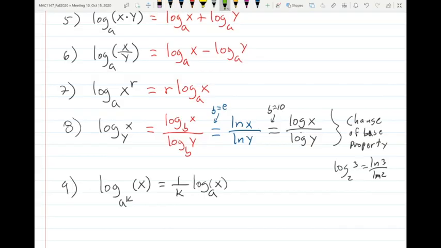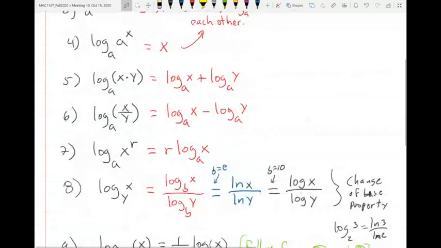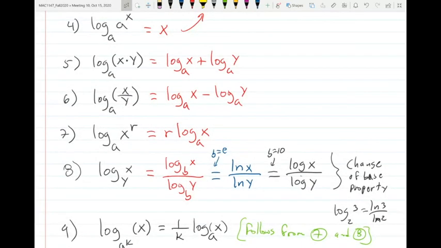Actually, I'm going to leave that one to you as homework to think about. So this one follows from 7 and 8. Try to think about how you can use property 7 and property 8 to argue property number 9. Okay, so these are the properties of logarithms, and I expect you to know these properties. You are expected to know these properties.